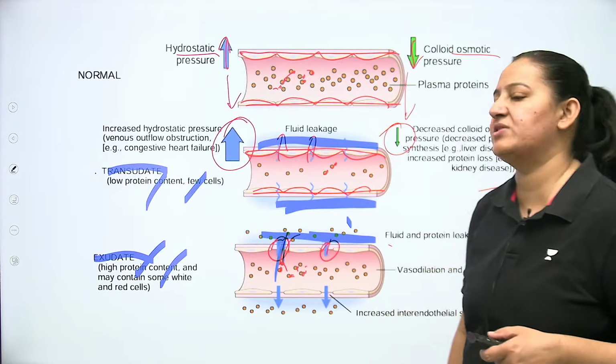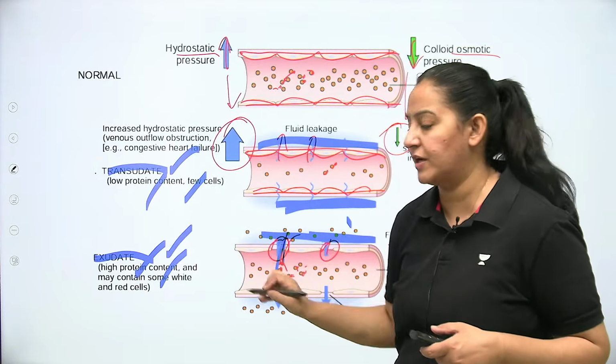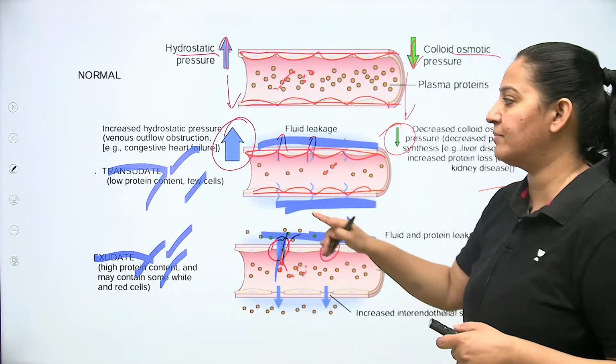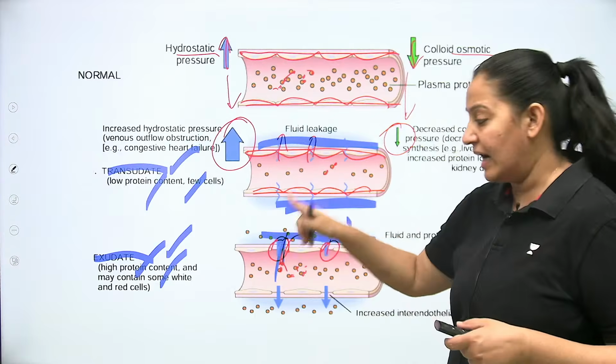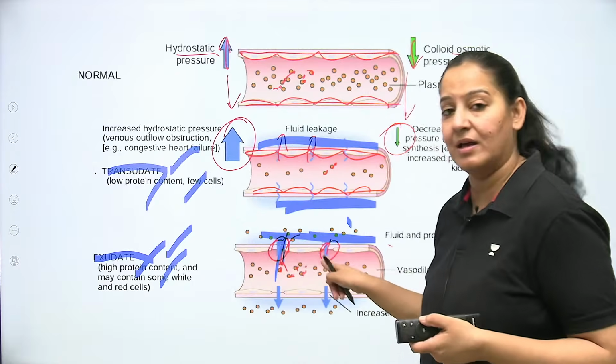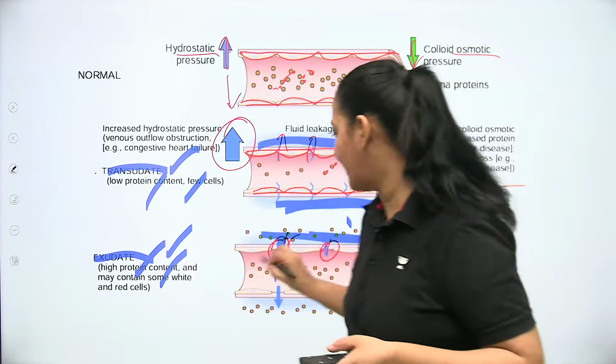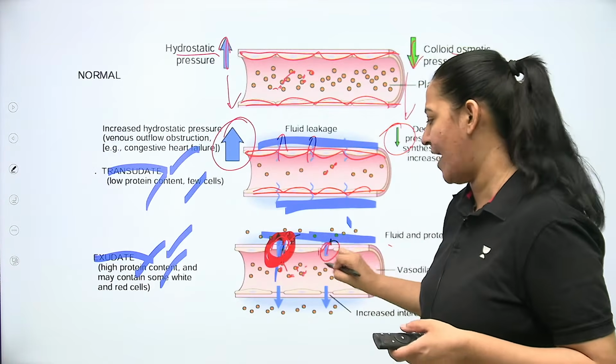You have to draw these three diagrams in your exam. This diagram showing transudate and this diagram showing exudate. You should be able to explain in the exam that in transudate only fluid is coming, and in exudate, along with the fluid, protein and cells are also coming. Because the gaps are there, and gaps are there in inflammation only. Otherwise, gaps are not there.